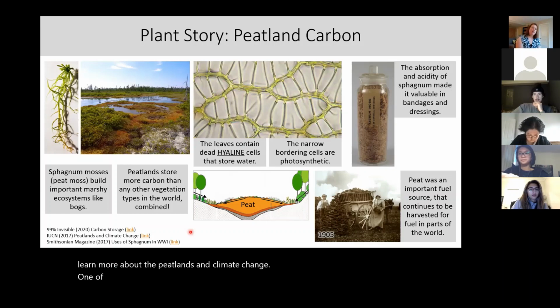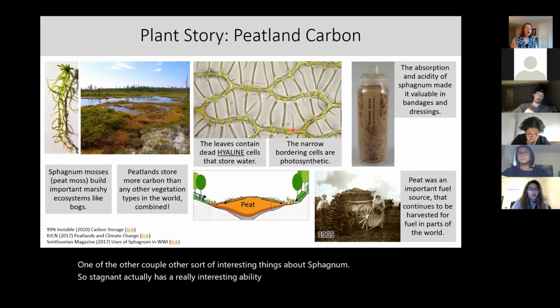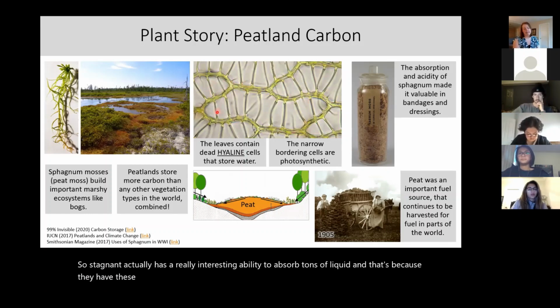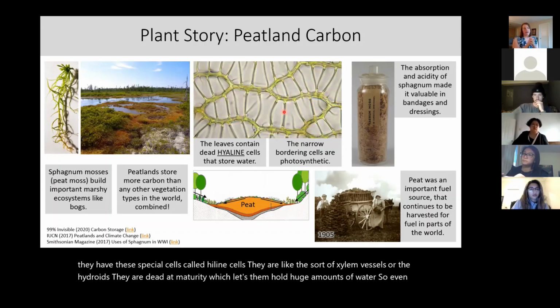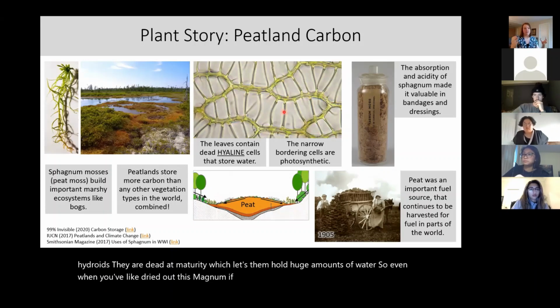A couple other interesting things about sphagnum. Sphagnum actually has a really interesting ability to absorb tons of liquid. And that's because they have these special cells called hyaline cells. They are like the xylem vessels or the hydroids. They are dead at maturity, which lets them hold huge amounts of water. So even when you've dried out the sphagnum, if you soak it, it's like a sponge. It can just suck everything up.